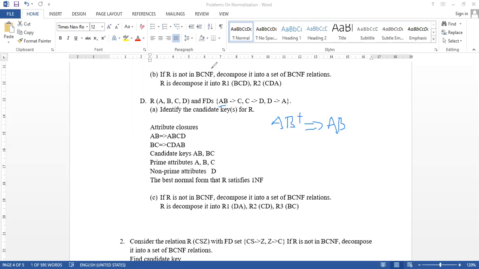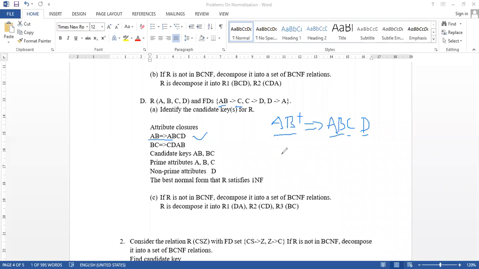So AB closure gives what? AB. From this FD, C also it is giving. So AB determines C. C determines again D. From C to D again it is giving D also. It determines all the attributes, right? It is one candidate key.